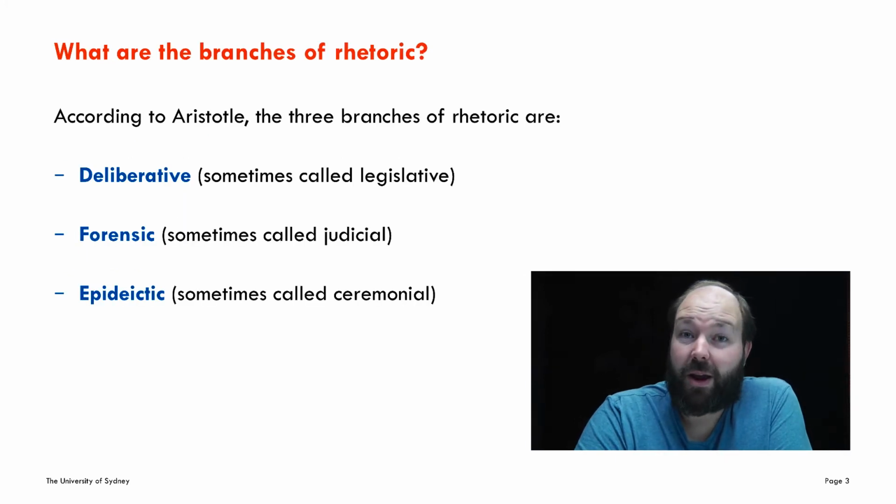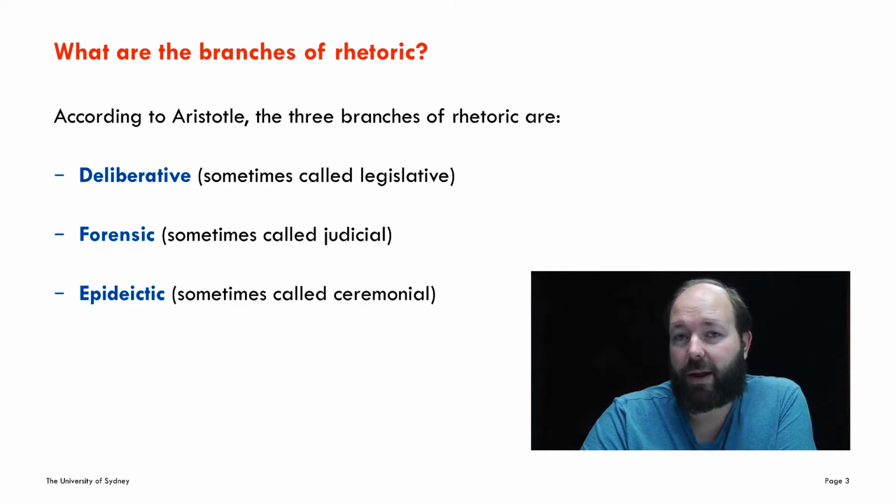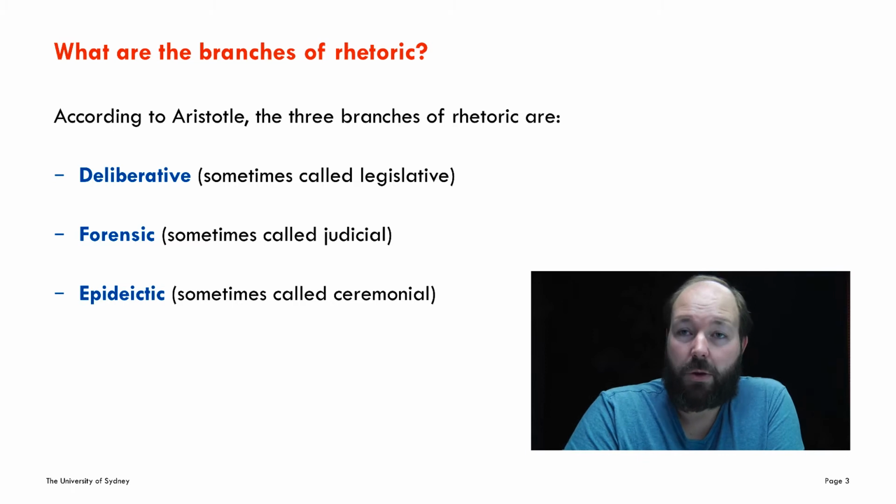So there are three branches of rhetoric according to Aristotle, and each branch refers to a type of speech or a type of argument that occurs in everyday speech. Firstly, there is deliberative rhetoric, which basically refers to arguments to do with the future. Secondly, there is forensic rhetoric, sometimes called judicial rhetoric, which refers to arguments relating to the past. And thirdly, there is epideictic rhetoric, sometimes called ceremonial rhetoric, which refers to things occurring at the present moment.